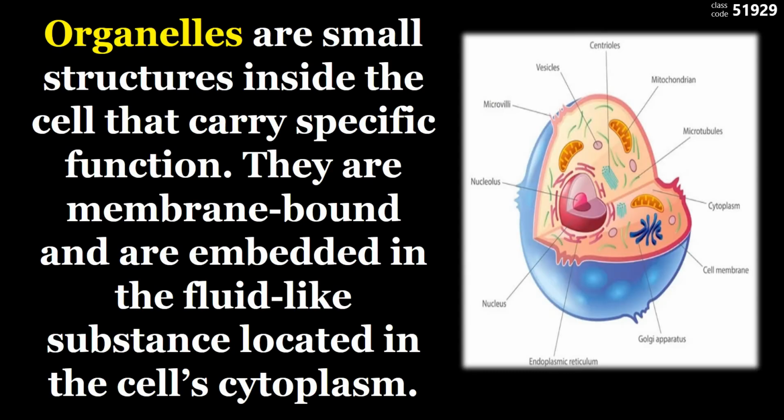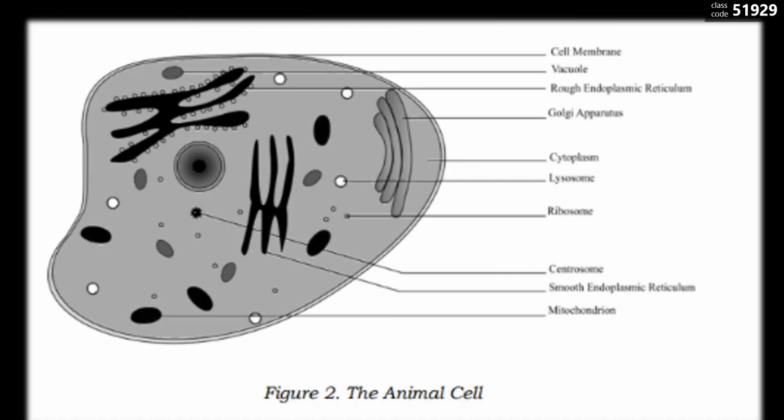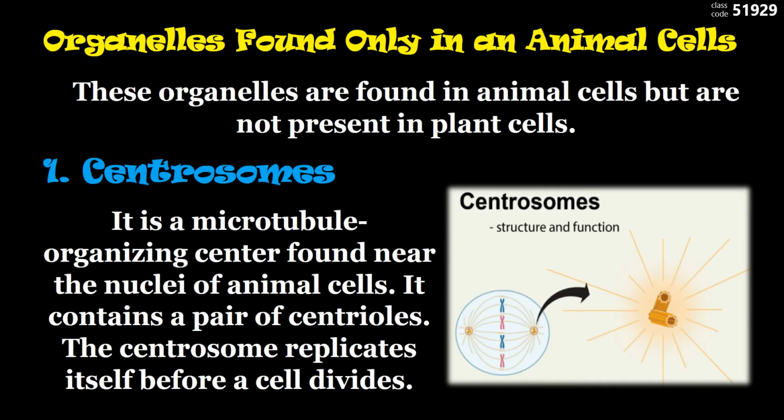Okay, organelles are small structures inside the cell that carry out specific functions. They are membrane-bound and are embedded in a fluid-like substance located in the cell cytoplasm. So this is the picture of the animal cell with cell membrane, vacuole, rough endoplasmic reticulum, Golgi apparatus, cytoplasm, lysosome, ribosome, centrosomes, smooth endoplasmic reticulum, and the mitochondria. So we're going to discuss that one by one.